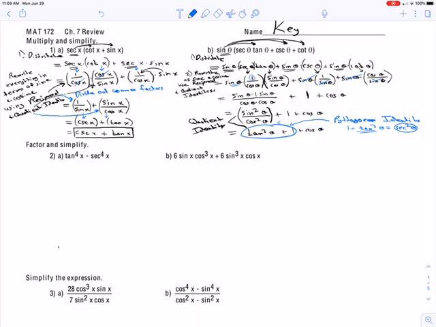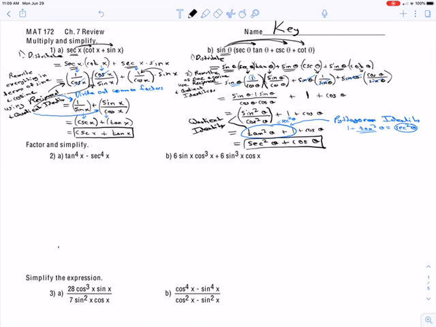So we'll go ahead and replace that. Using the Pythagorean identity, it simplifies these two terms into one function being secant. So we have secant squared theta plus cosine theta. And there it is in simplest form. So we multiply and we simplify. All right, let's move on.